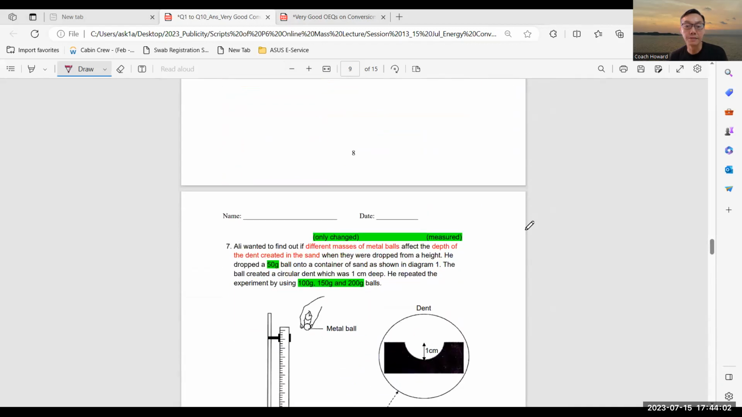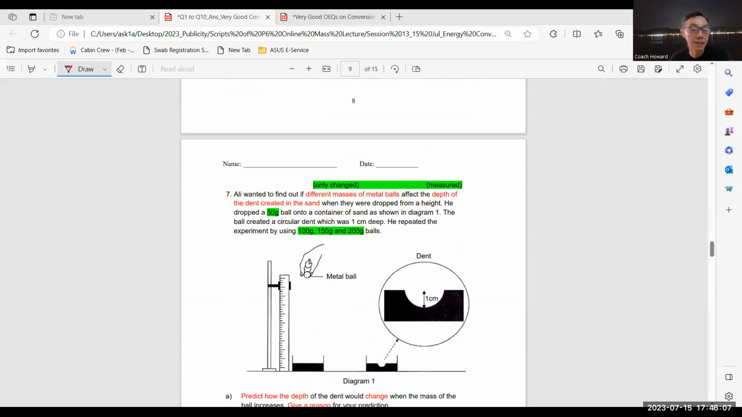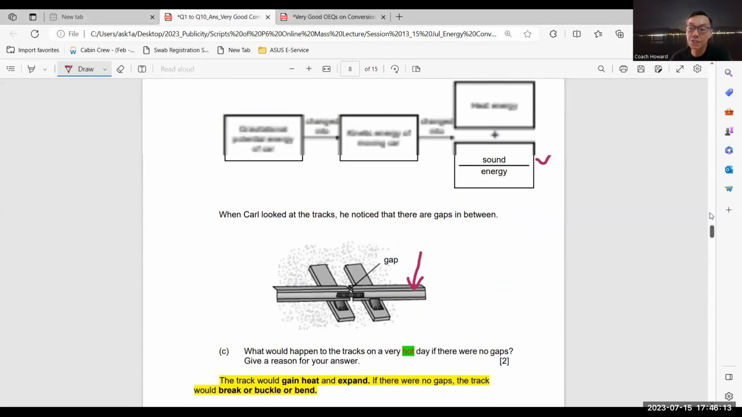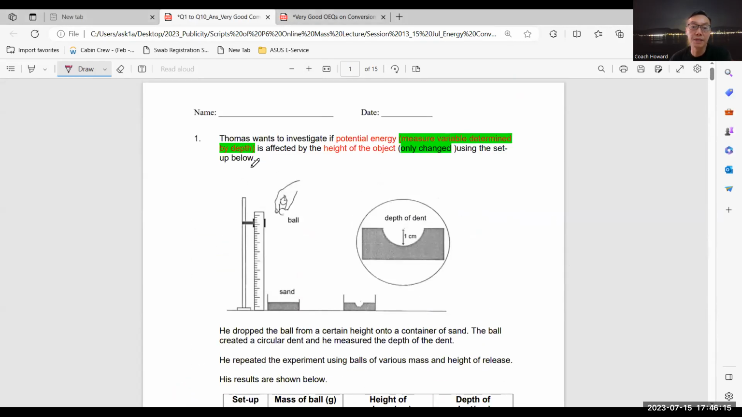Okay, question 7 is similar to question 1, you will see. So far okay. Maybe I check if anyone has any question here. As I mentioned, this question 7, if you notice, is very similar to question 1, which we discussed. So the greater mass and greater height will result in greater depth.